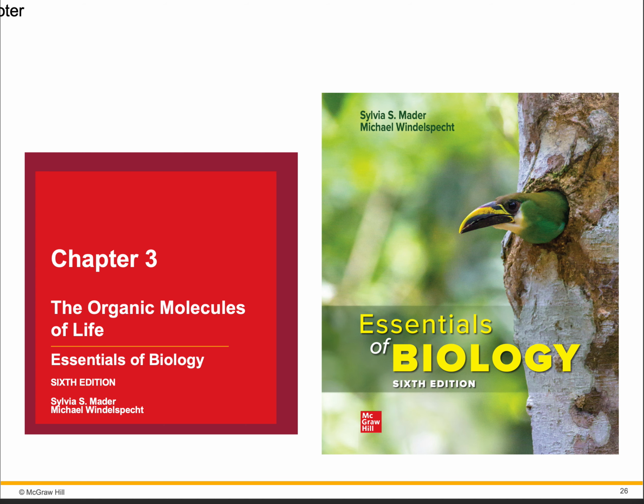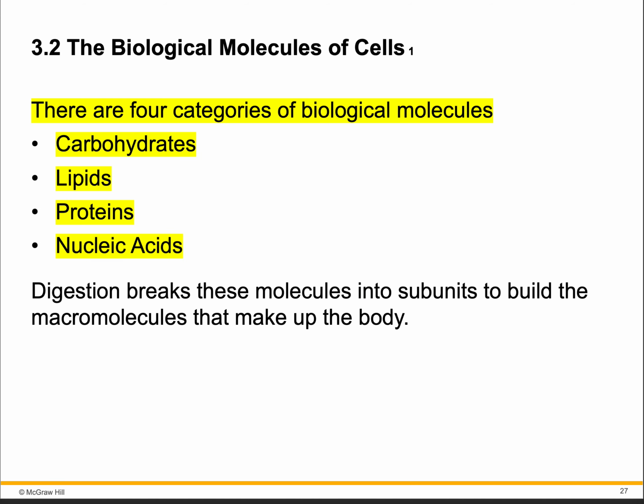Then we're going to move on really quickly to Chapter 3, the organic molecules of life, and then we will be done. Just a few slides and then we're almost done. There are 4 categories of biological molecules. We also call these biomolecules. We call them macromolecules. Those are the same concepts.